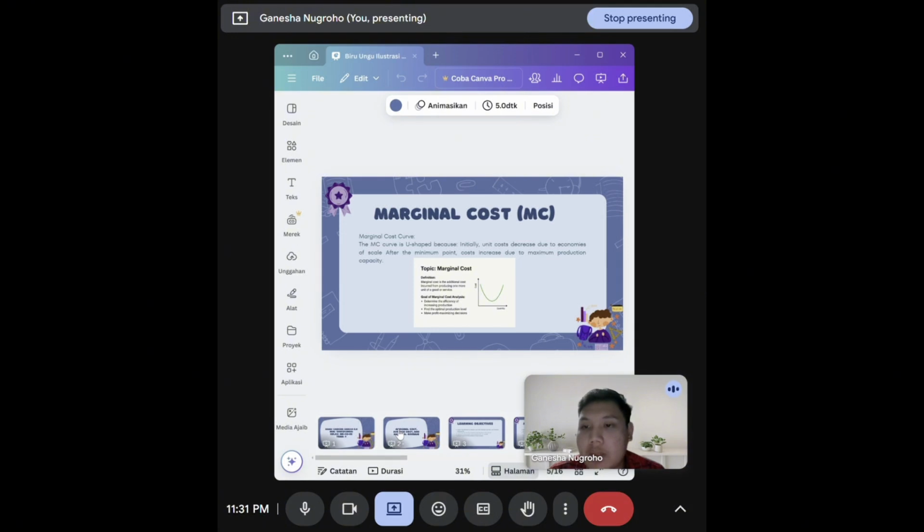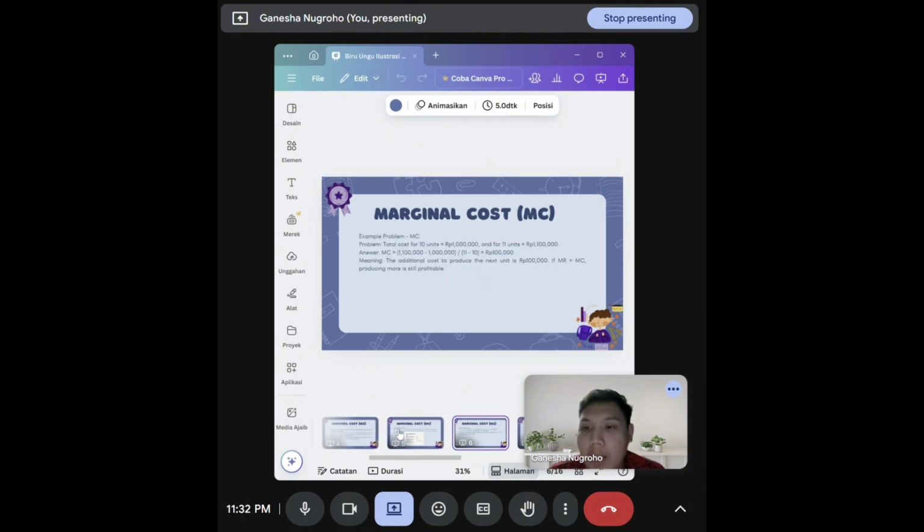Marginal cost curve, an example of a marginal cost curve. The marginal cost curve is U-shaped because initially unit cost decreases due to economies of scale, and after the minimum point cost increases due to maximum production capacity.